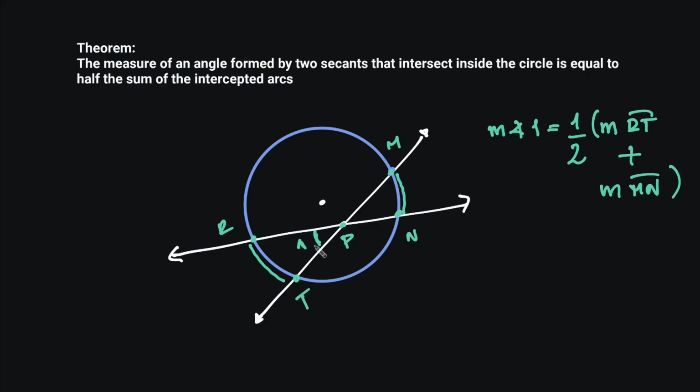You can always find the measurement of this angle if you know the arcs, or if you know the angle and one of the arcs, you can find the other measurement. So that will help you solve a lot of problems related to measurements with intersections.